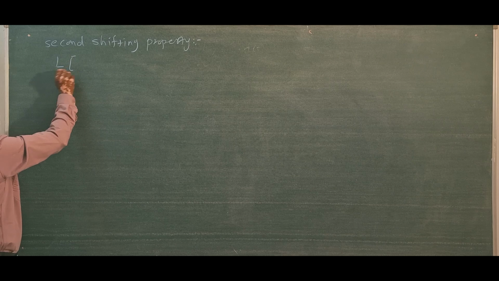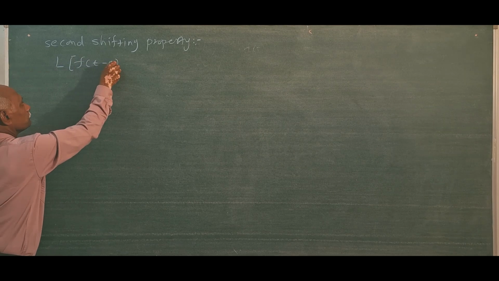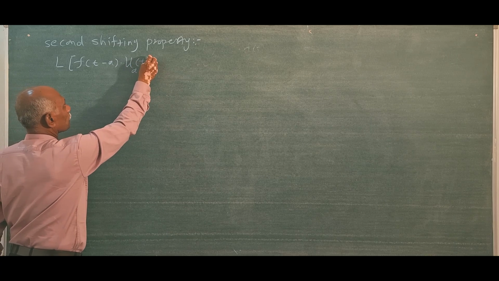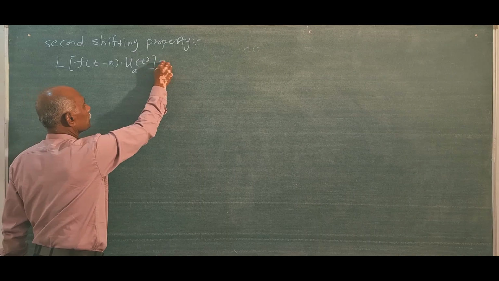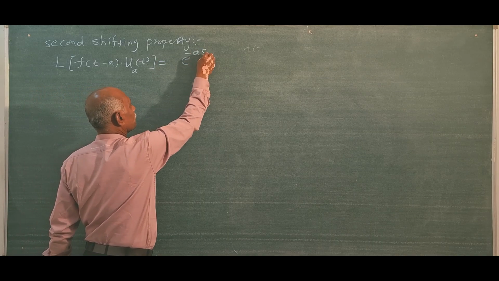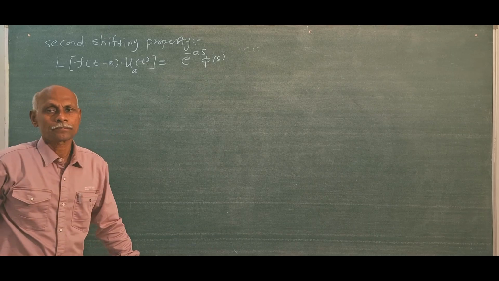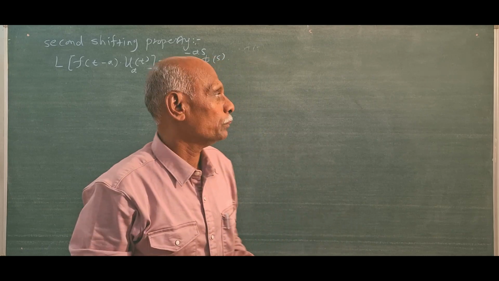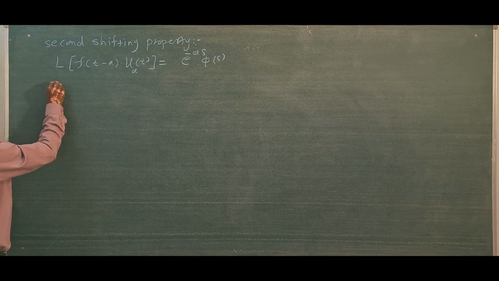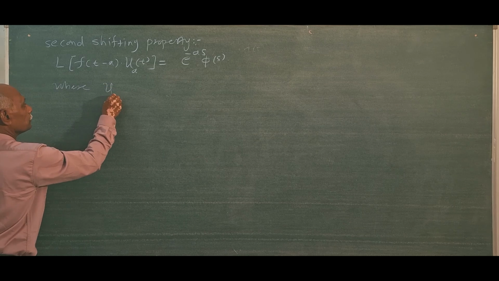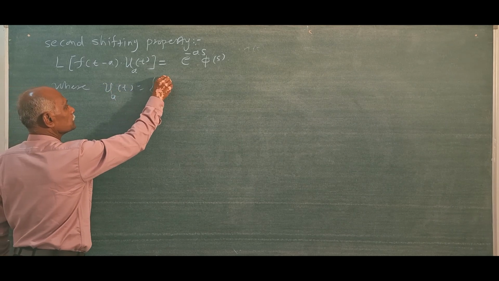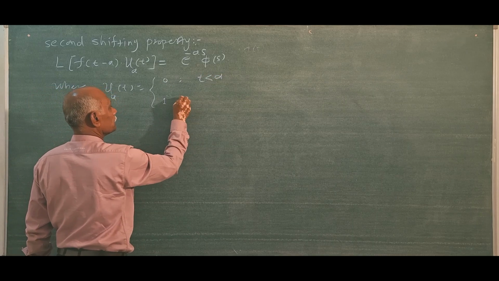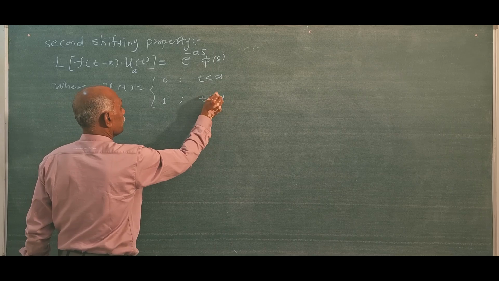Laplace transform of f(t − a) u(a)(t) is equal to e^(−as) φ(s). This is the formula for the second shifting property. Where u is the unit function, u_a(t), which takes two values: 0 for t less than a, and 1 for t greater than a.